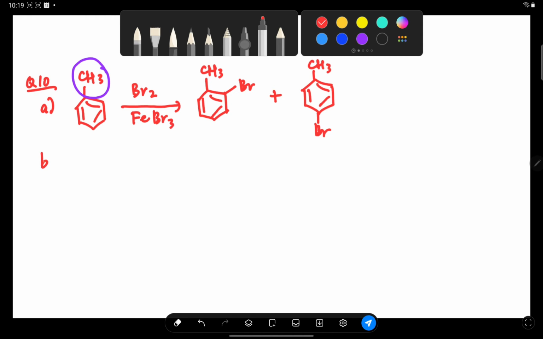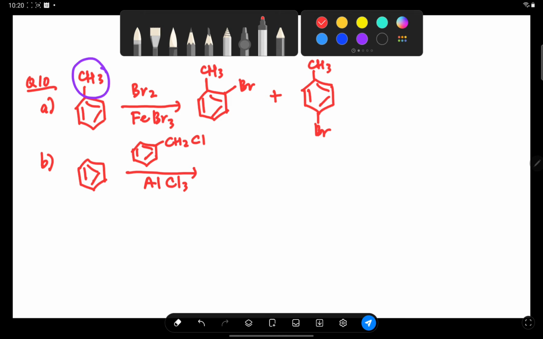Then B, Friedel-Crafts alkylation of benzene with a benzyl. What is this? Benzyl chloride. With a benzyl chloride. Okay, what is the structure for benzyl chloride? CH2Cl. In the presence of aluminium trichloride.